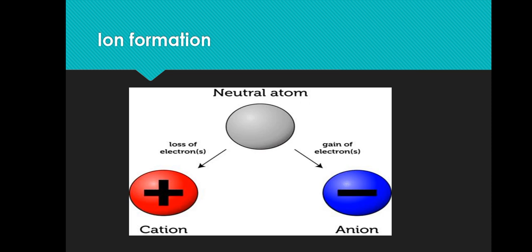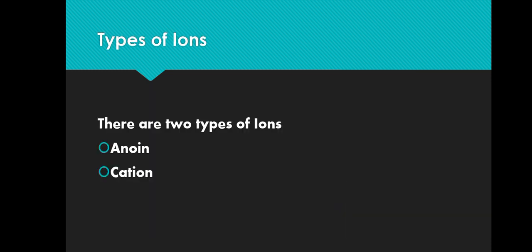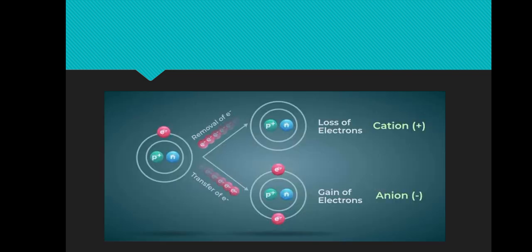So how is an ion formed? Basically, when an atom loses electrons or when it gains electrons, it will form ions. So basically, there are two types of ions. One is the anion and the second is the cation. So how are cations and anions formed?